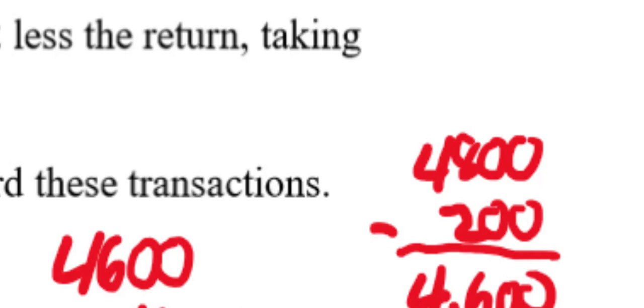So on June the 13th, we're going to debit cash because we receive cash, $4,554. We're going to debit sales discounts for $46, and we're going to credit accounts receivable for $4,600. Okay, that takes care of problem number 1.